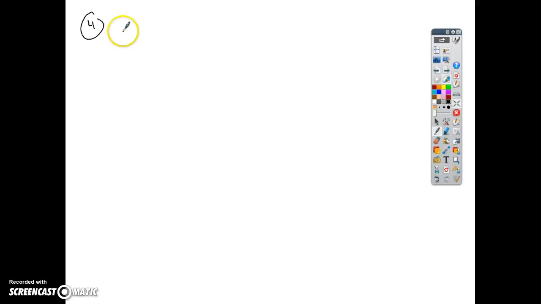Number 4 says a plane is flying at 200 miles per hour, sorry, at 30 degrees. Looking good. That's boring. We can do that. And the second one is 100 miles per hour at 145 degrees. Okay, so here we go. Let's clarify that. Make sure that's really clearly 145 degrees.